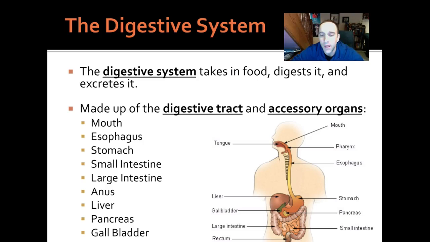Pause the video and take a moment to label the digestive system on your note template page.